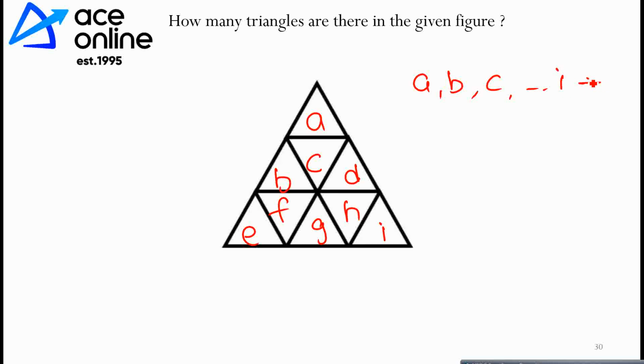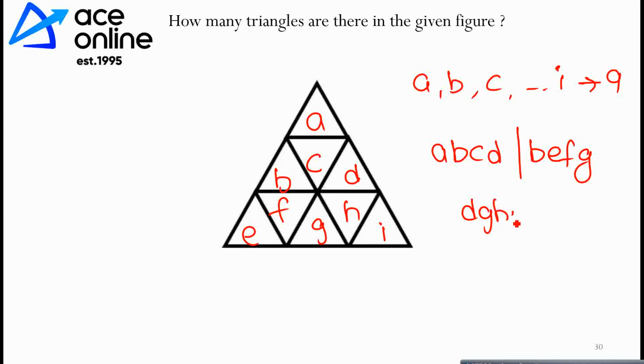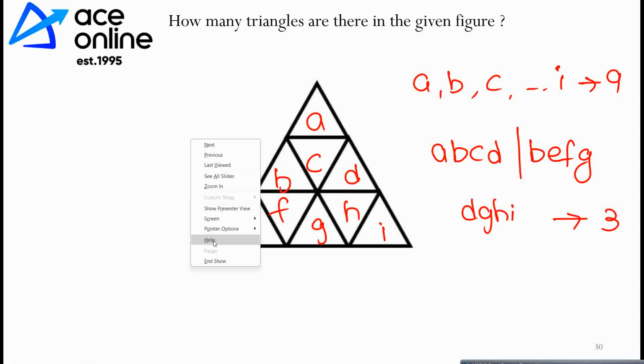Individually, how many are there? 9. You can try combinations also. Two combinations, a triangle is not possible here. Triangle shape, not rhombus shape. Then three combinations, no. Four combinations: A, B, C, D you combine. Is it a triangle shape? B, E, F, G you combine. D, G, H, I you combine. Yes, so you have 3 with 4 combinations.